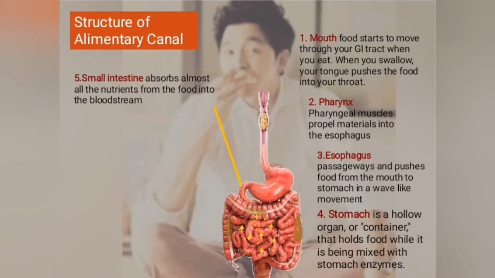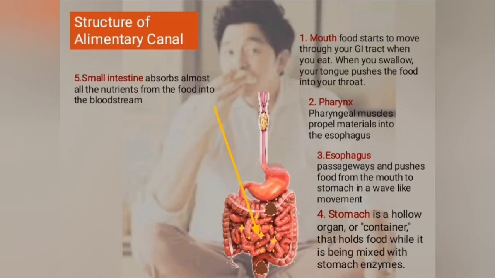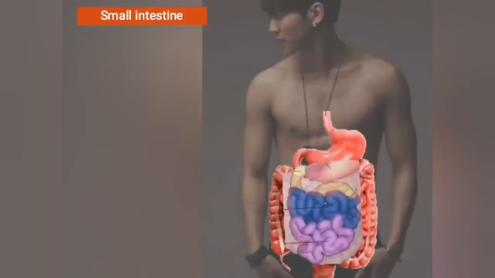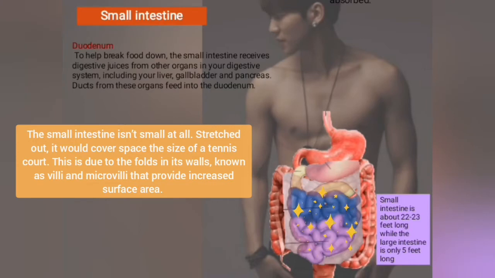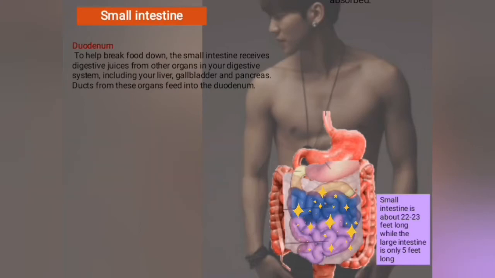And the chyme goes to the small intestine, which absorbs almost all the nutrients from the food into the bloodstream. The small intestine is about 22 to 23 feet long. It's longer than the large intestine, which is only 5 feet long. Major parts of the small intestine: first, the duodenum. It is C-shaped and 12 fingers in length, or 25 to 38 centimeters. The absorption starts in this part, and there is secretion of digestive enzymes and bile.